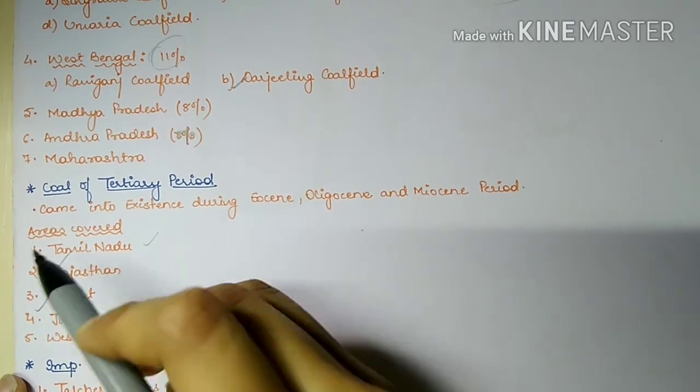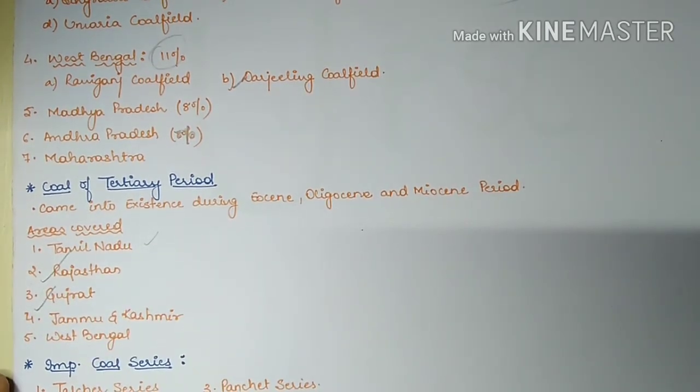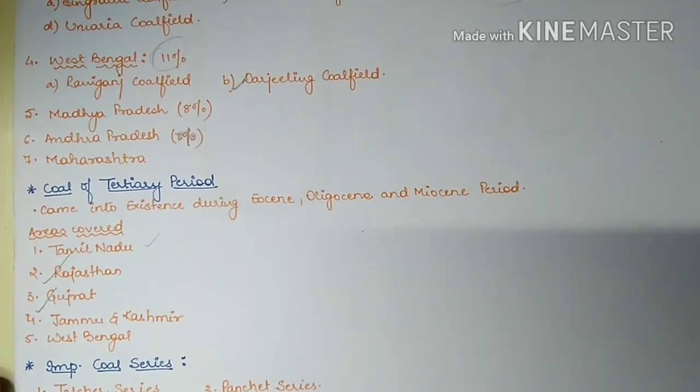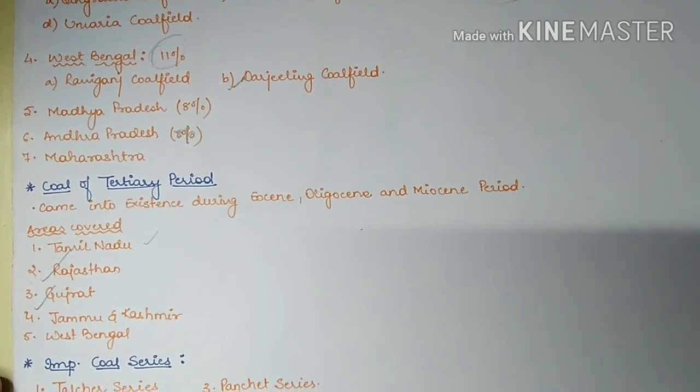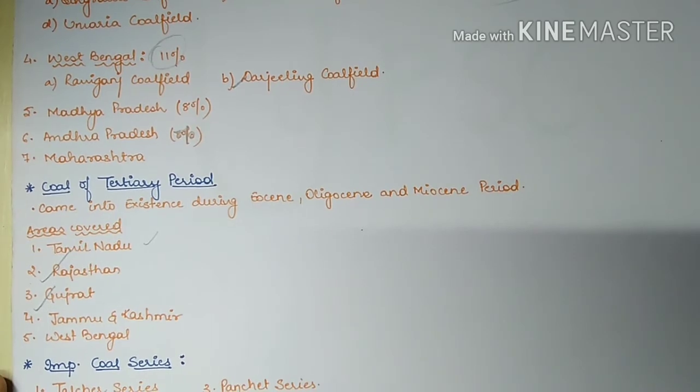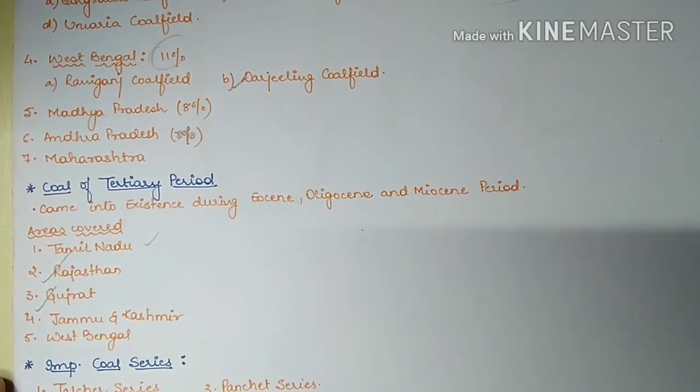The next we have is Gujarat. Gujarat coal is found in Kutch and Bharuch district. So they are found in the Kutch area and Bharuch district. The coal is of poor quality, having only 35% of the carbon content.